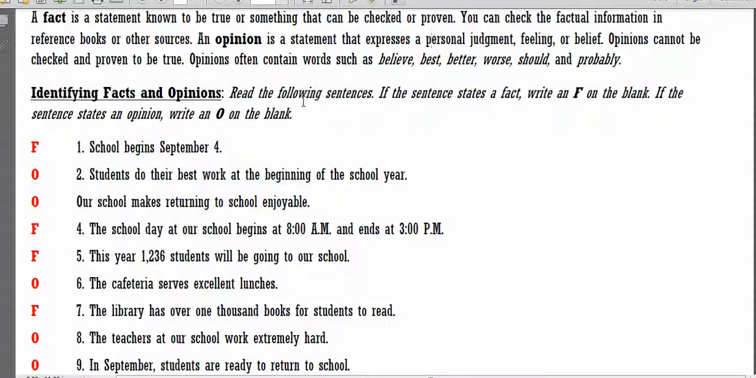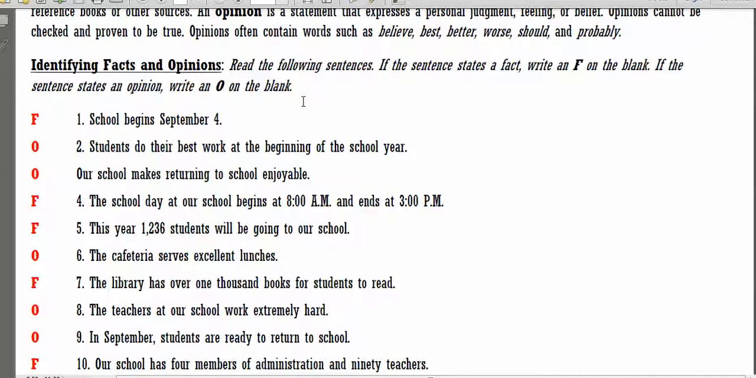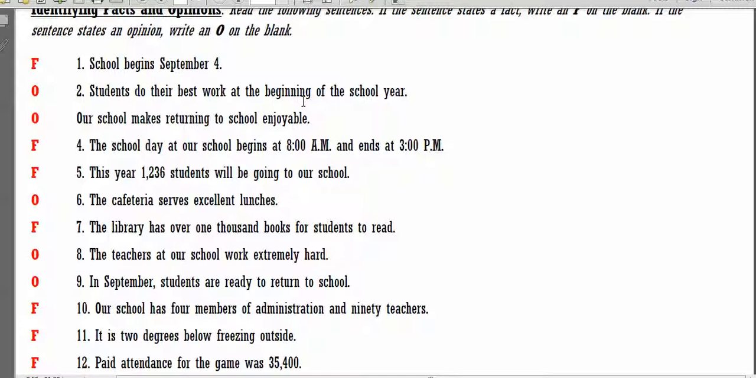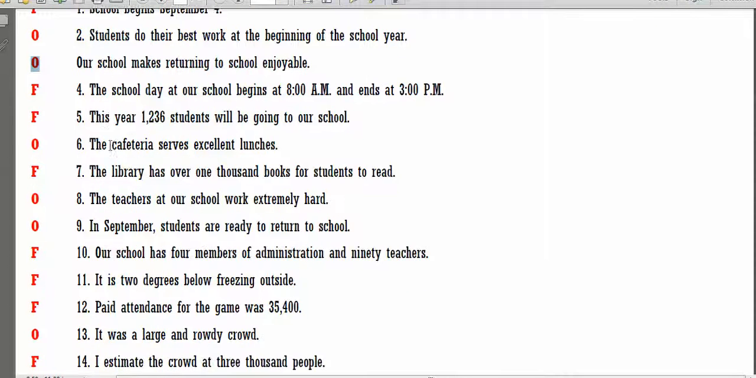Okay, one of the things I want us to know is we're just quickly going to go through the answer key here, and there's a couple that I wanted to talk about. So if you look here, school begins September 4th, fact. 2 is an opinion, right? They do their best work. That's kind of our keyword. They may not do their best work. Our school makes returning to school enjoyable for number 3. That's an opinion. I hope we do, but we don't know for sure, right? Someone else could think something else.